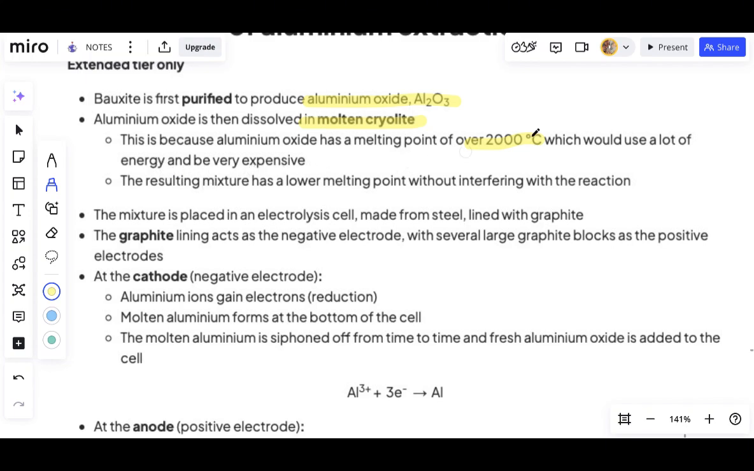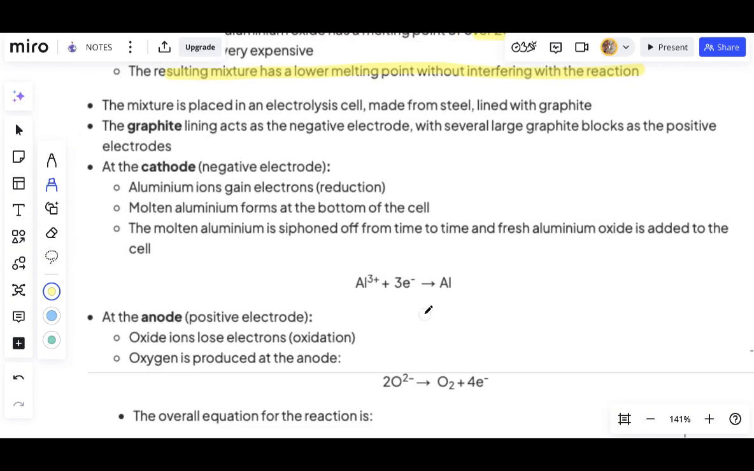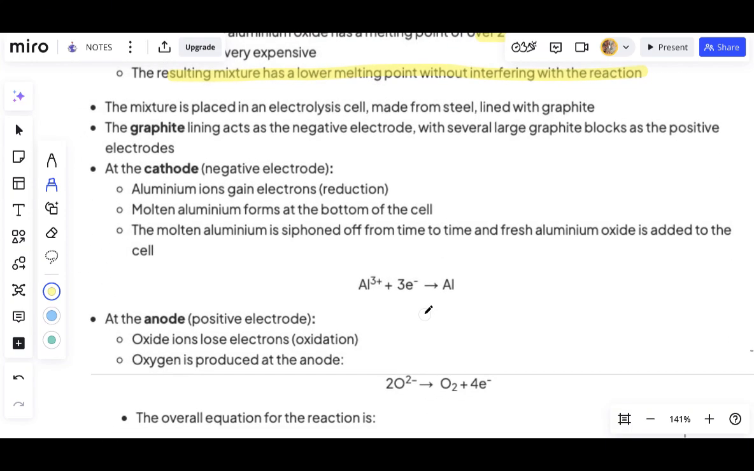So in order to make it suitable for us to be able to afford it, we find a way to reduce the melting point. To do that is to dissolve it in molten cryolite so that it can lower the melting point without interfering with the reaction. So the essence of the cryolite is to reduce the melting point. Now the mixture is placed in an electrolytic cell, like we have described, and graphite is used.